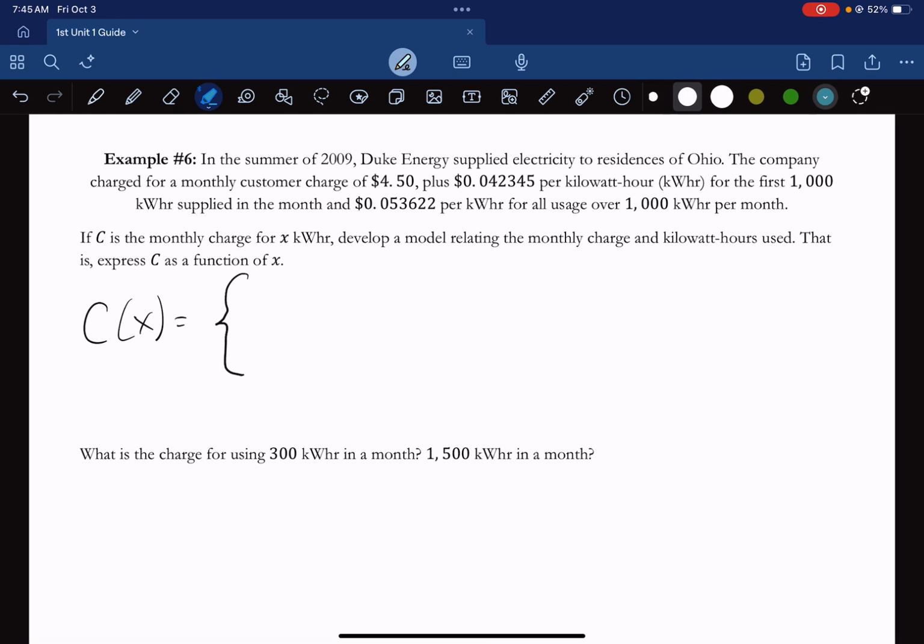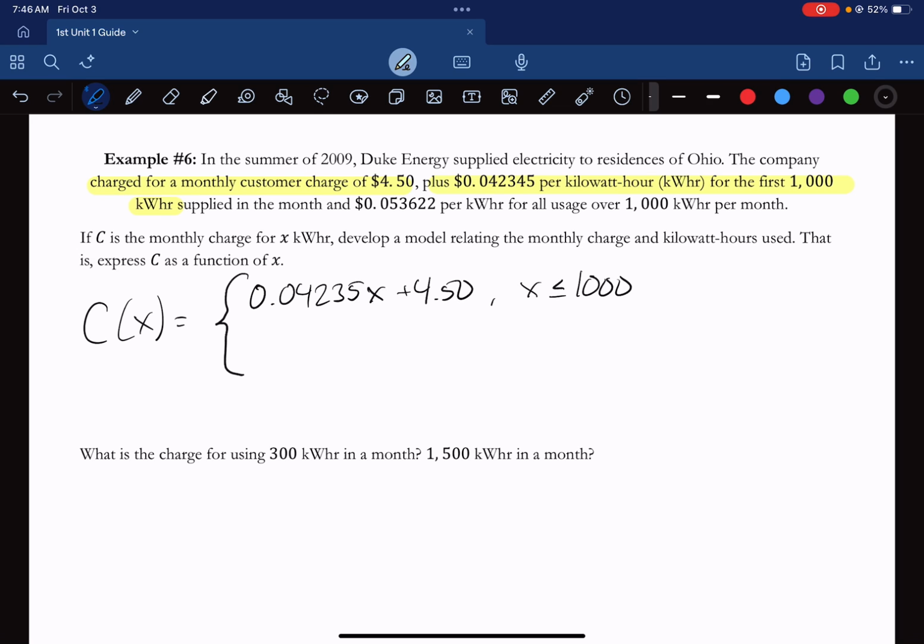So I'm going to be focusing on this first piece here. The company charged a monthly customer charge of $4.50 plus that amount for the first 1,000 kilowatts per hour. So thinking about this linear function, I have that fixed cost of $4.50, that's like my y-intercept, and then that 0.042345 is like my slope. So this is 0.042355x plus 4.50. And it's for the first 1,000. So this is going to be for everything x that is less than or equal to 1,000. Because it could be 300, it could be 500, and it's going to follow this rule.